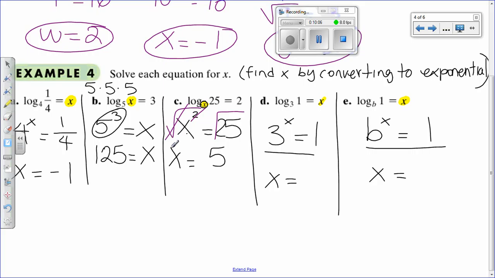Now let's see why. What is 3 to the power 0? 1. What is b to the power 0? 1. So that means that this exponent must be a 0 and this must be a 0, making x equal 0.